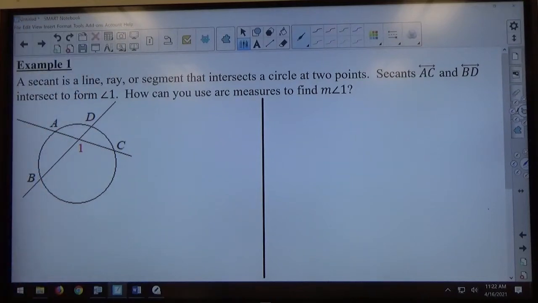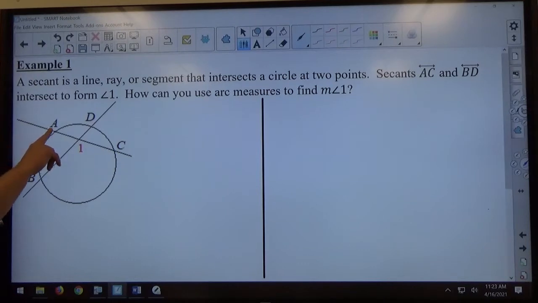A secant is a line, ray, or segment that intersects a circle at 2 points. So looking at this, this is what a secant looks like here. This line here, AC, and this line here, BD, those are both secants to the circle. Unlike a tangent that intersects a circle at exactly 1 point, a secant is going to go through the circle and intersect again.